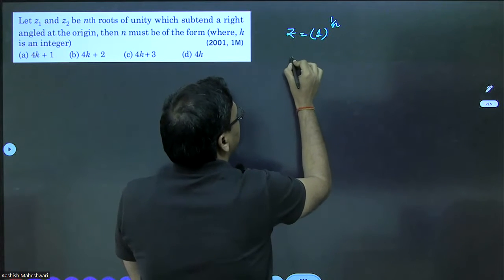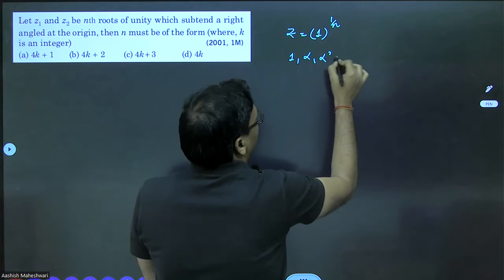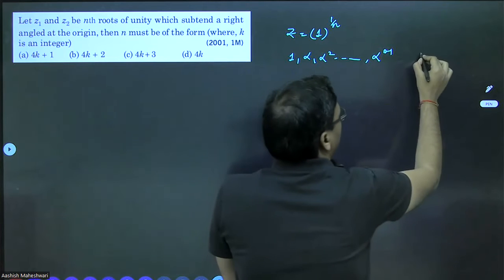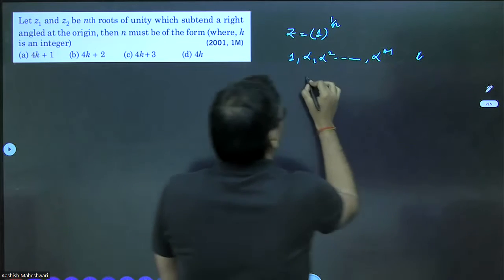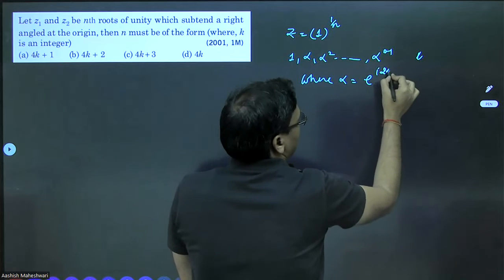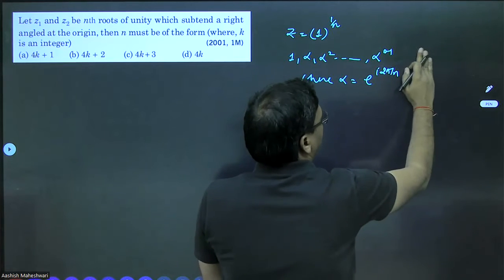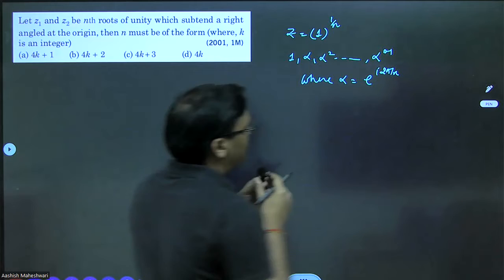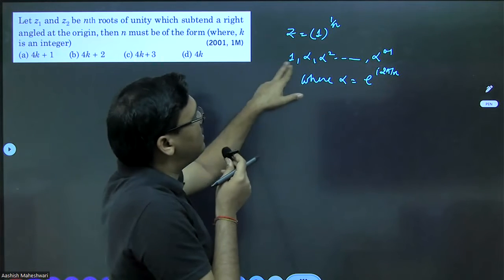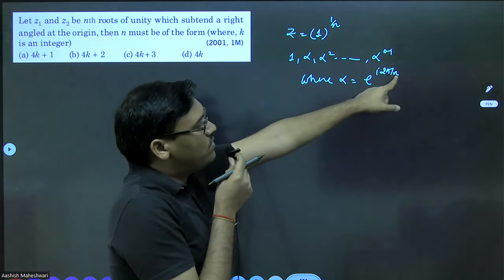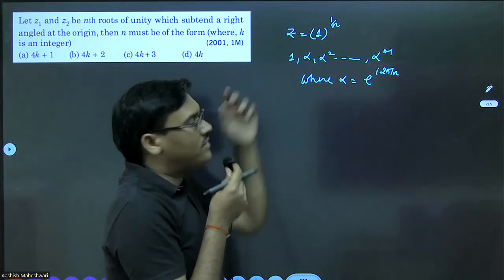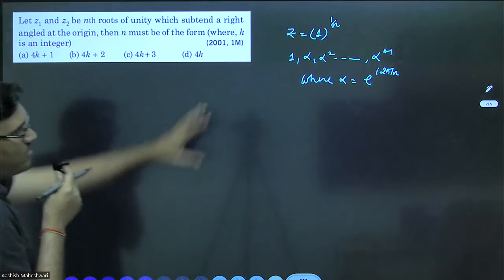This is, you can say, 1, alpha, alpha square, and so on, alpha raised to n minus 1, where alpha is equal to e raised to iota 2 pi by n. This is how you write the nth root of unity. If you write, let's say, the third roots of unity, n is equal to 3: 1, alpha, alpha square, so this is e raised to iota 2 pi by 3, 1, omega, omega square, right? So this is the nth root of unity.